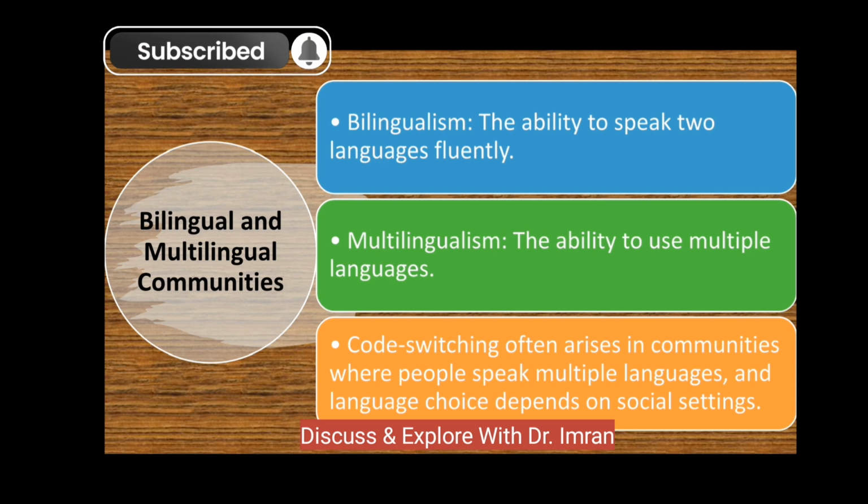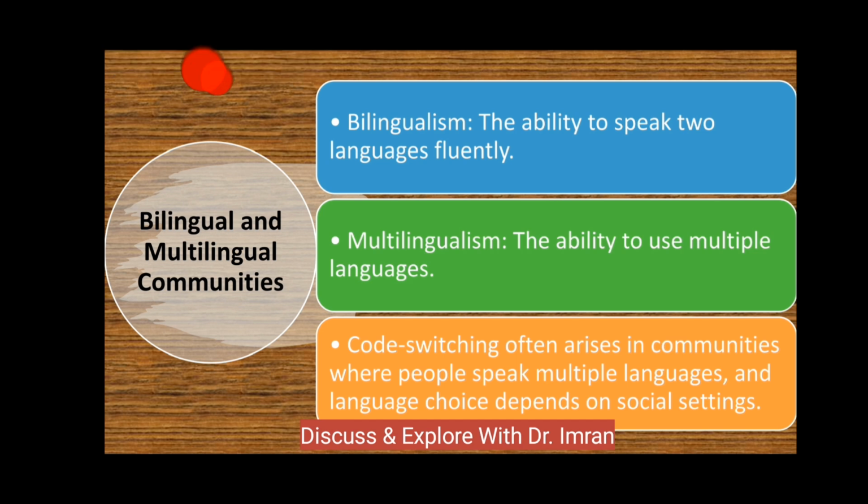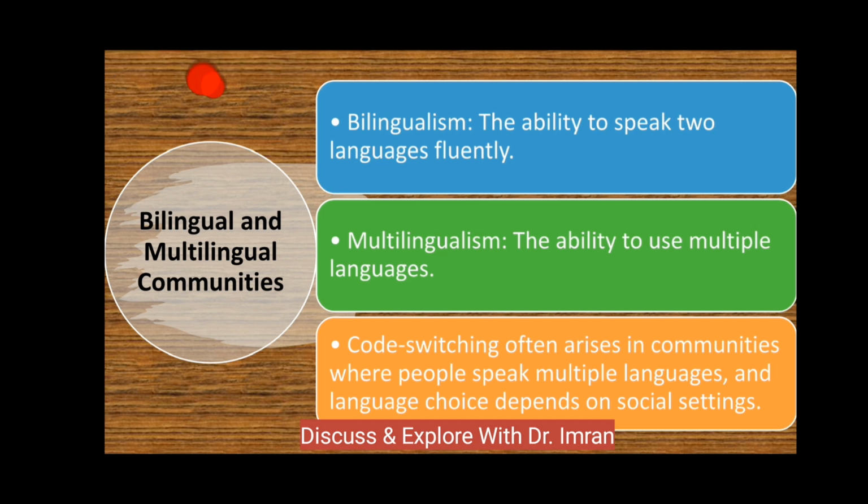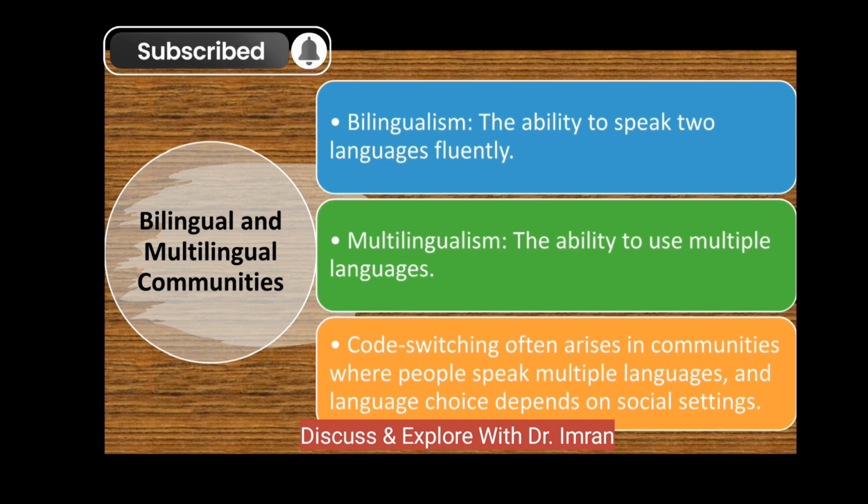It's possible, okay, that if you are communicating with someone and that person also understands the same two or more than two varieties, you can also alter your dialect. So code switching often arises in communities where people speak multiple languages, and language choice depends on the social setting, right? In which social setting you are. You're at university, you're at the cafeteria, you're in the marketplace, where you are.